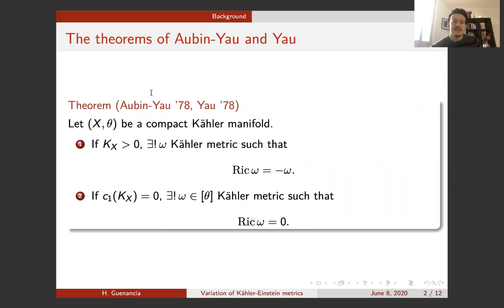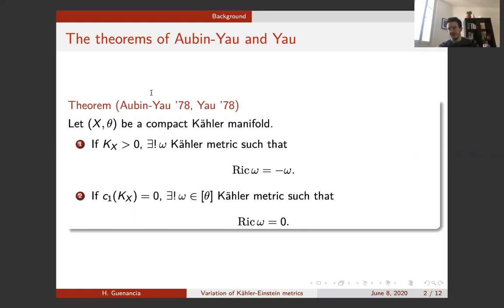I'm sure all of you are very much aware of this result of Aubin, Yau, which somehow opened up many new doors and horizons in complex geometry. It's the following theorem. If you have a compact Kähler manifold X, and you fix a Kähler form theta, then under two very interesting geometric settings, you are able to get unique Kähler-Einstein metrics.